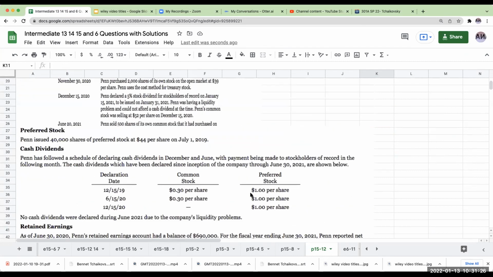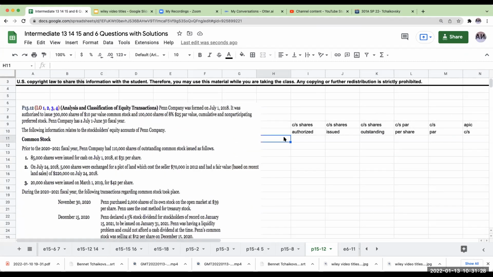So again, we're not having to do journal entries. With most of the equity questions, if I'm being asked to prepare a statement of shareholders equity, what I want to do is keep a tally of the different items that are happening. This is one way to go through and do it. So let's just go ahead and have some fun.